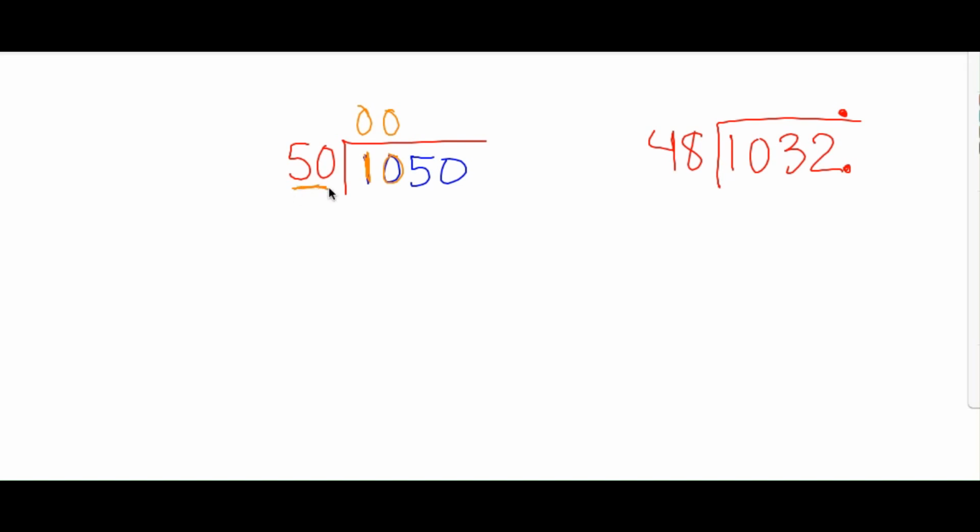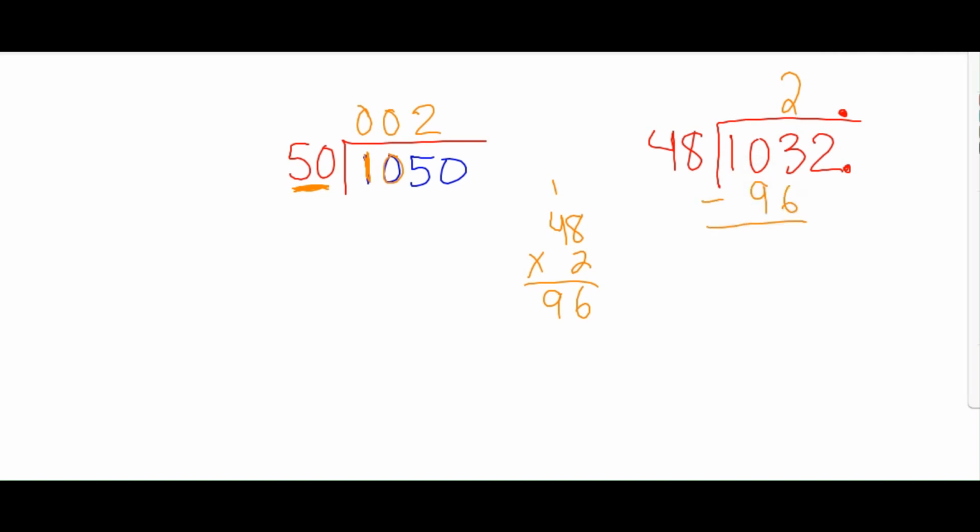Then I need to ask myself, how many times does 50 go into 105? That's about 2 times. So the first number I'm going to try is 48 times 2. 2 times 8 is 16. 2 times 4 is 8, plus 1 is 9. So this is the number that I need here, because if I add another 48, which is 2 times 3, that number is going to be too high. So I'm going to put 2 here. 2 times 48 is 96.